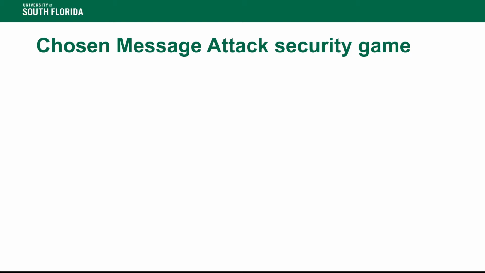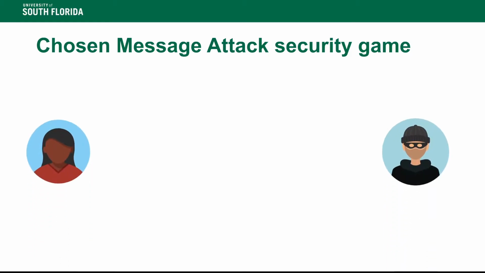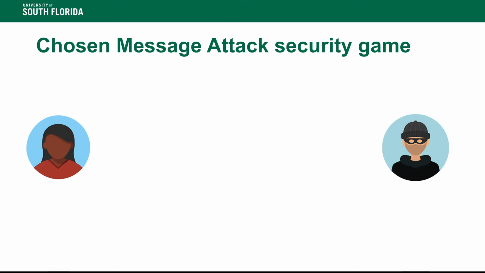Now, what is the security game? Unfortunately, the chosen message attack is a very standard notion of security for digital signatures. So how does a chosen message attack security game work? We have a challenger and an adversary. First of all, the challenger draws the key. The private one stays with them, and the public key can be assumed to be known by the adversary.